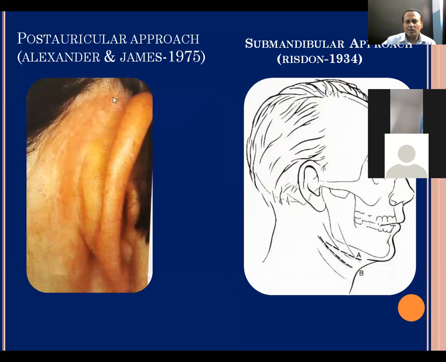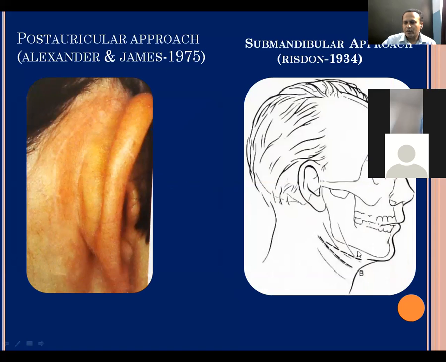Similarly, in the postauricular approach, the incision is taken behind the ear. This is a complicated one because the whole of the ear has to be retracted anteriorly. Retracting the whole of the ear anteriorly is a bit difficult and complicated. This is very rarely done.